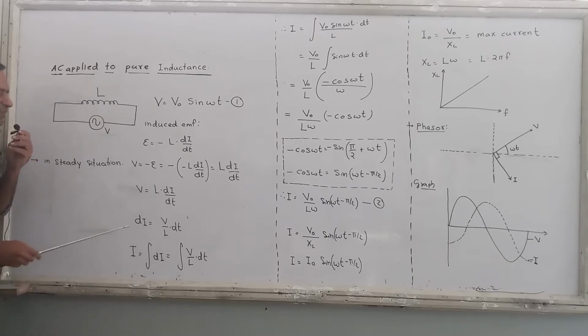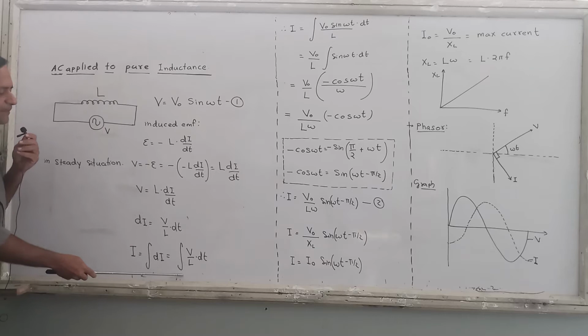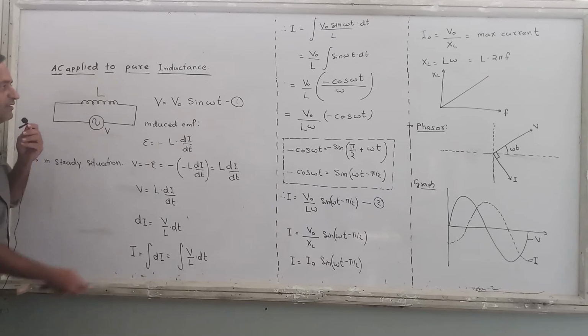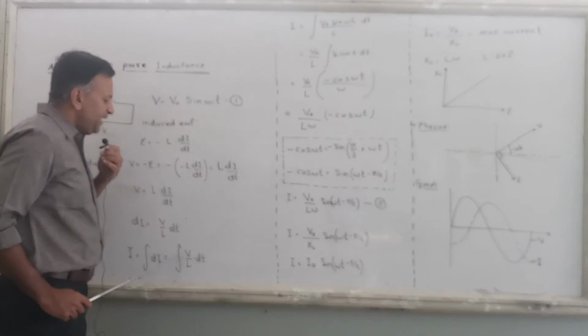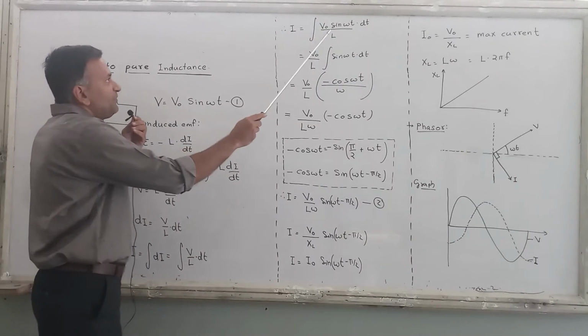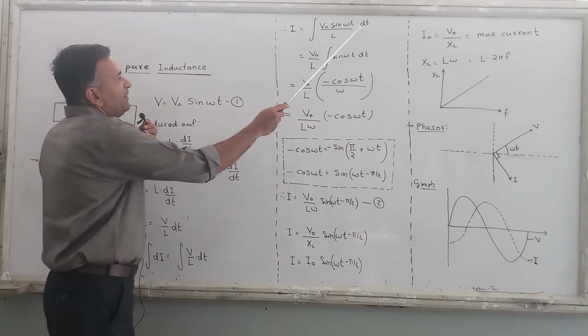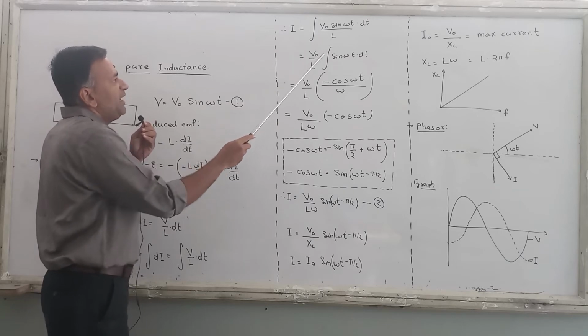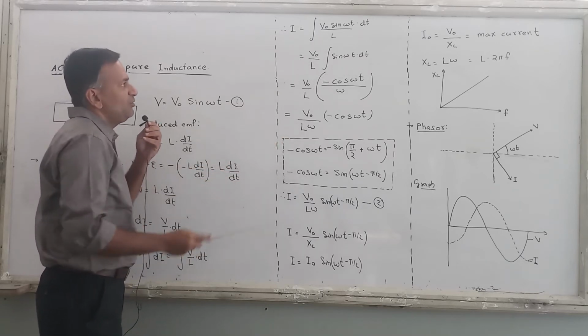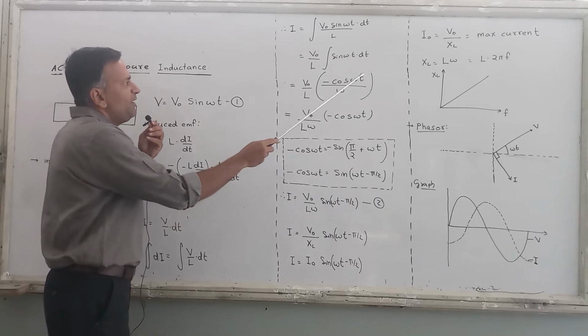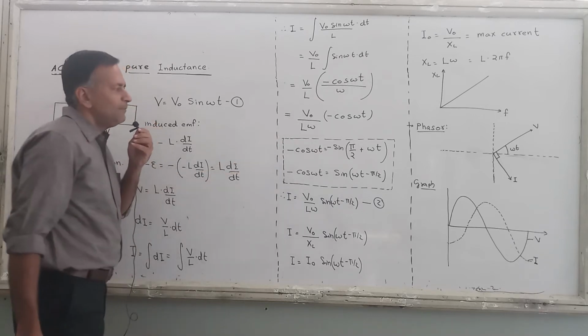I don't want to find the small fraction of current, I want to find the total current. So I am integrating this di, that means the right side has to be integrated: integration of V by L dt. Now putting the value of V, it is V0 sin omega t by L into dt. Because V0 and L are constant, they can be taken out. What is the integration of sin omega t dt? It is minus cos omega t upon omega.